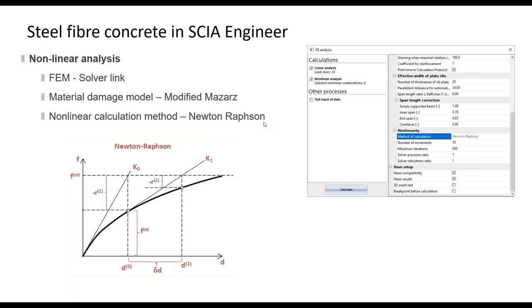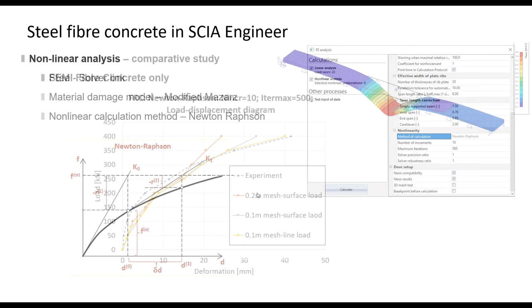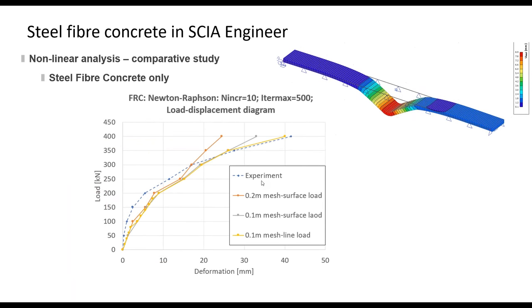Also, we're using the Newton-Raphson method for the calculation of nonlinearity. The user can change the number of increments applied to the load, and can also increase or decrease the number of iterations used in the nonlinear calculation. In SCIA Engineer, we made a lot of tests to be sure that the method we use for physical nonlinearity is correct and gives a result close to reality.